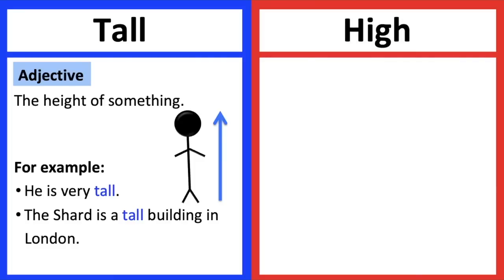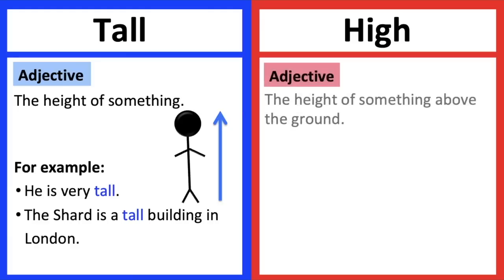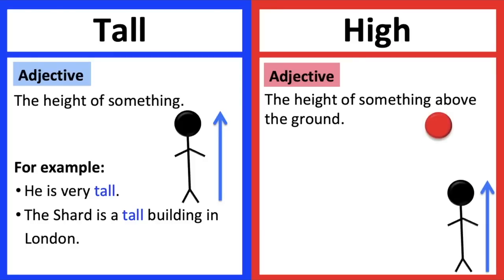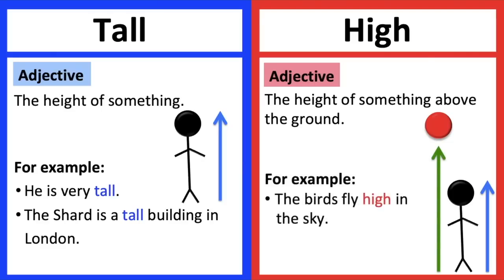High. High is an adjective and it refers to how high something is off the ground. So it's the height of something that's above the ground. For example, I can say that the man is tall and that he throws a ball up high. Here I'm referring to the height of the ball above the ground. Other examples include the birds fly high in the sky. How high can you throw the ball?